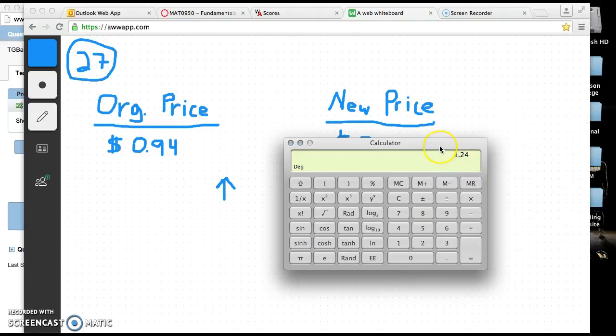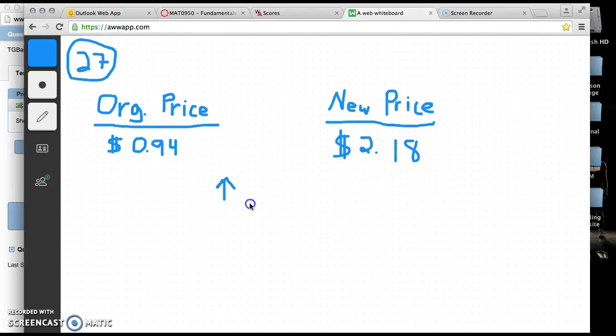So that means that the cost went up by $1.24. So we had an increase of $1.24. Okay, so that was step 1. Step 2 says find out what percent the amount of increase or decrease is of the original amount. Right here is the amount of increase, and we want to know what percent this value is of our original value, in this case 94 cents.